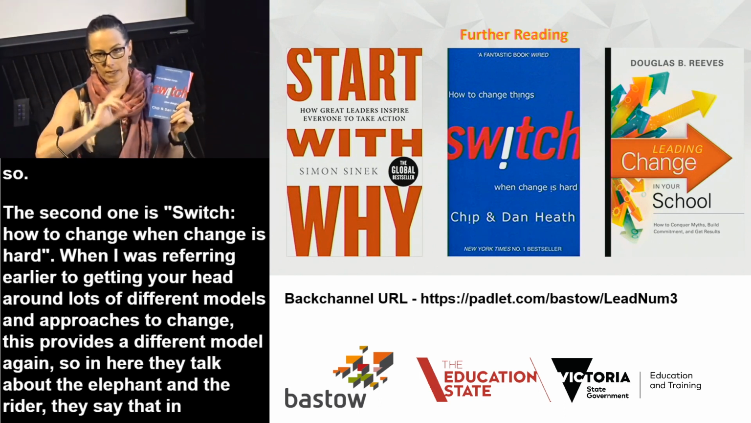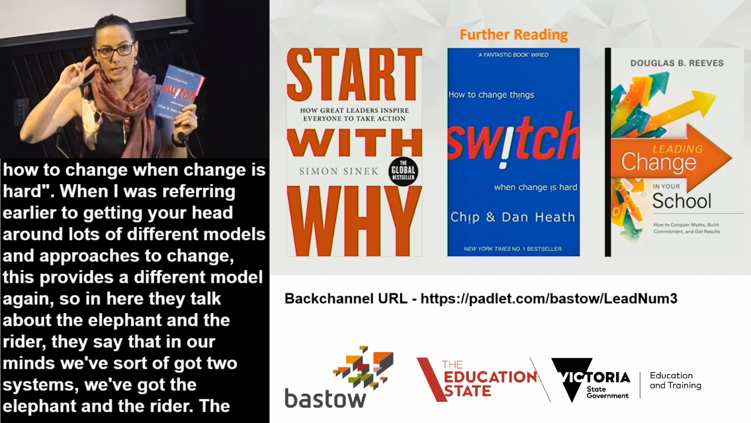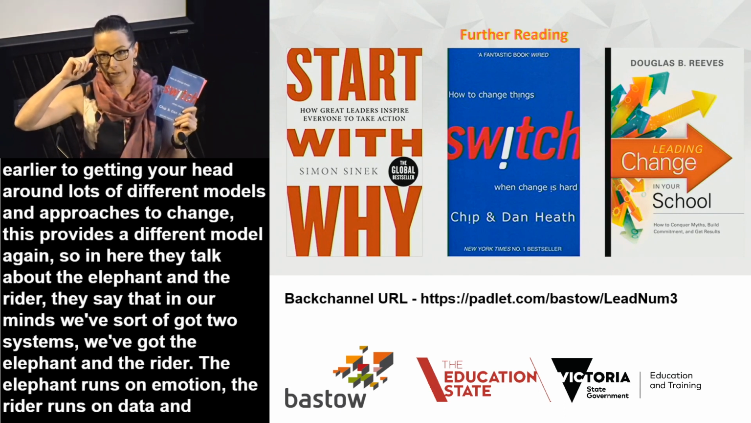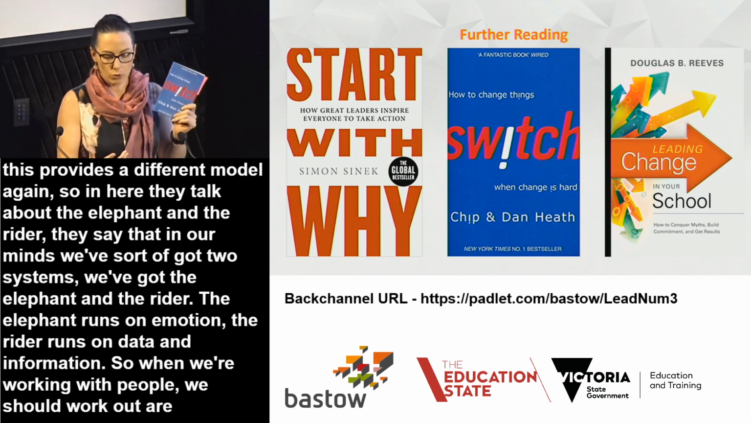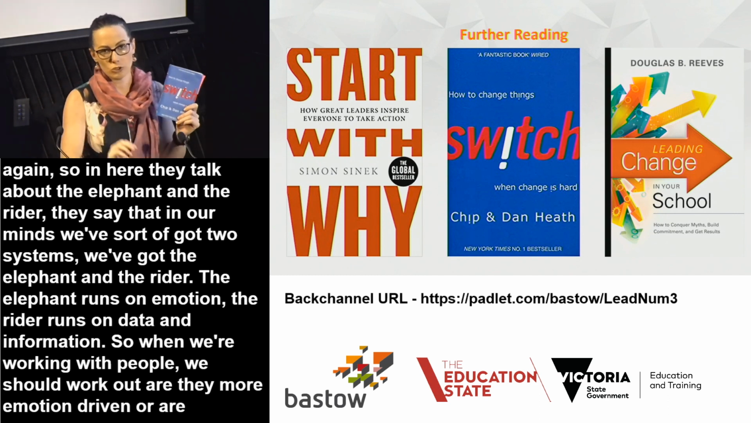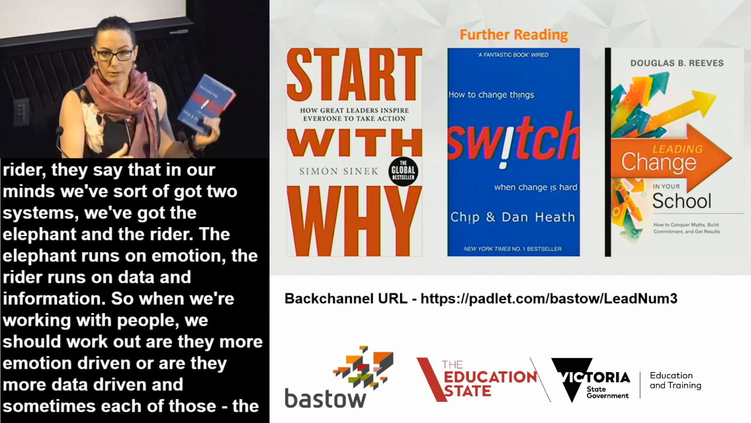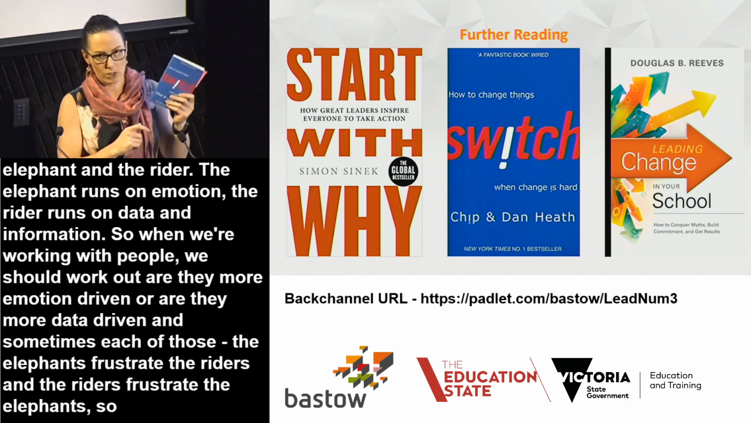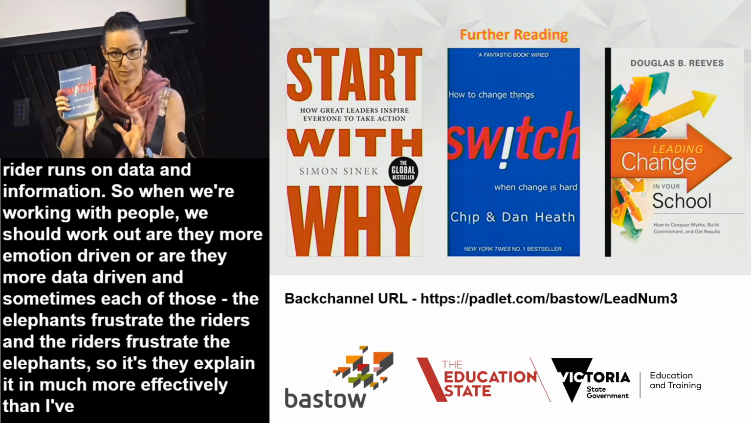They say that in our minds, we've sort of got two systems. We've got the elephant and the rider. The elephant runs on emotion. The rider runs on data and information. And so when we're working with people, we should work out, are they more emotion-driven or are they more data-driven? And sometimes the elephants frustrate the riders and the riders frustrate the elephants. They explain it much more effectively than I have just done there.